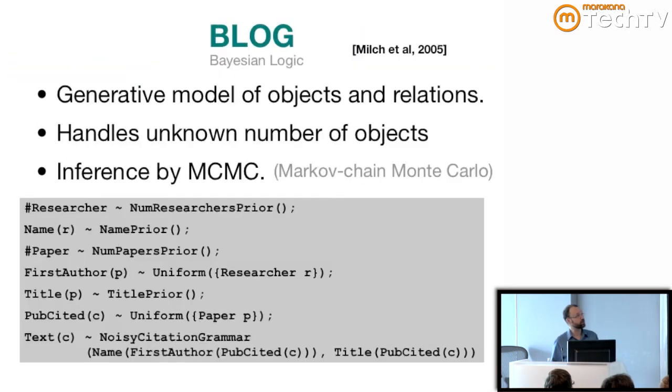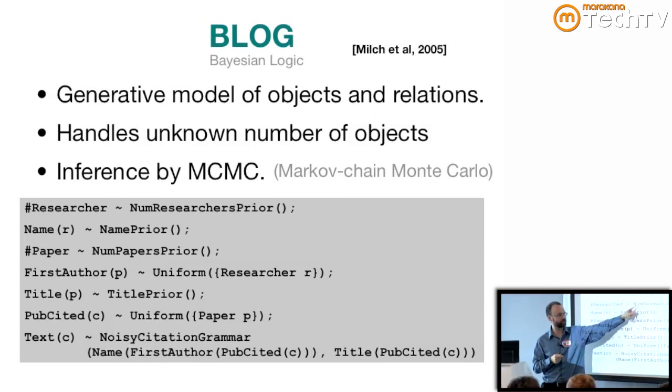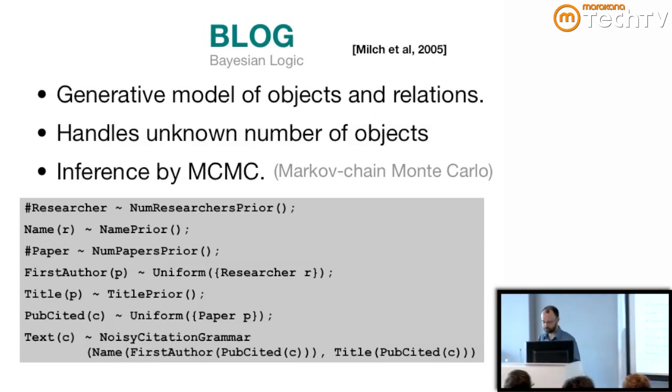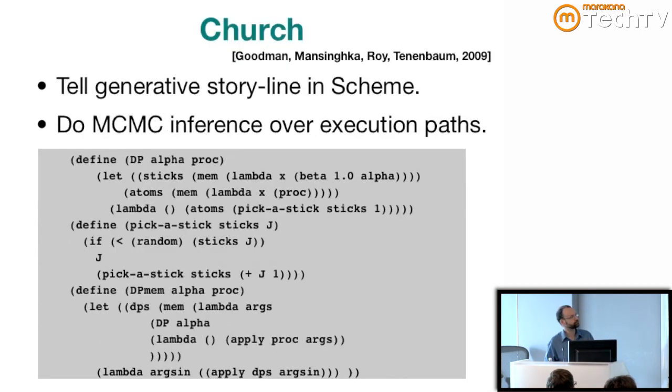Okay, so one system out of Berkeley called BLOG is a generative model of objects and relations. By generative, I mean the graphical model: you visit the variables in some order of some directed graph, generating them one at a time, conditioned on their parents. It's a nice, small language that lets you specify things the way that statisticians are used to writing equations. The number of researchers is a random variable that's generated according to some prior, and then this value will get used in the generation later, and you build these things up. And it does inference by Markov chain Monte Carlo, which is a sampling method.